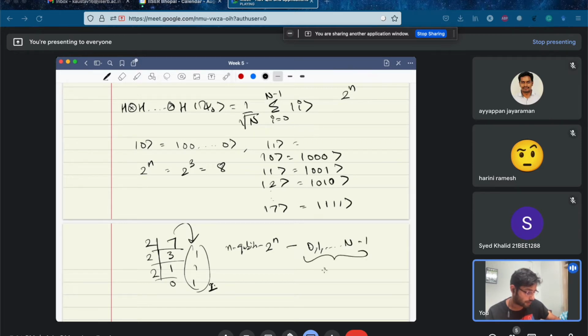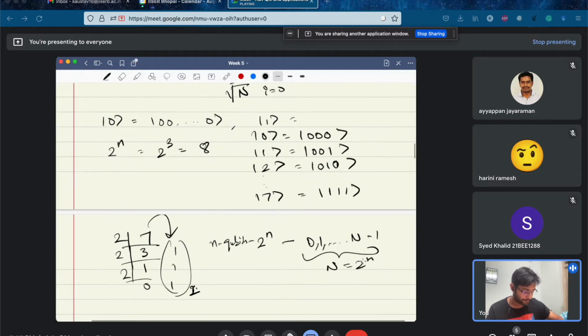So there are 2 to the power n numbers, like 0 to 7, and in terms of qubits you write 000, 001, 010, something like that.